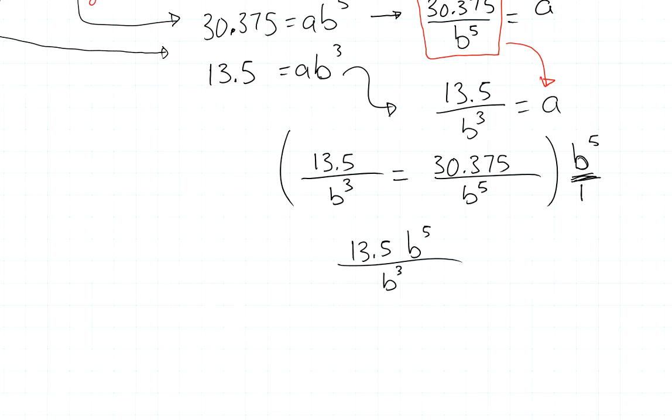Now, when I simplify this, you can see that I have 5 factors of b in the numerator, and I've got exactly 3 factors of b in my denominator. So these cancel, and I'm left with just 2 factors of b in the numerator. And of course, the shortcut way of doing that is because the bases are both b, 5 minus 3 is 2, so that shouldn't be surprising. So this is equivalent to just plain old 13.5 times b squared.